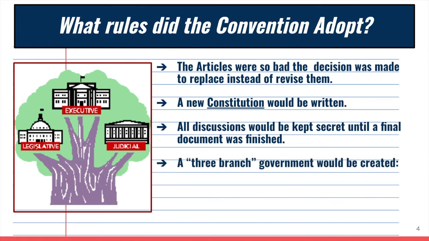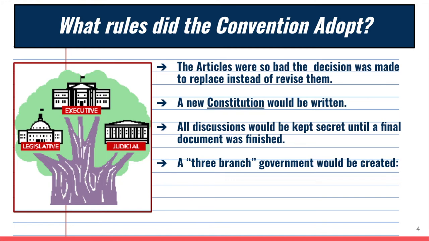They decided they were going to create three branches of government, and this is where those vocabulary words come into play: legislative, executive, and judicial. They were going to basically create three parts to the government: a legislative branch, which would be responsible for writing the laws, an executive branch, which would be responsible for carrying out the laws, and a judicial branch, which would be responsible for interpreting the laws.